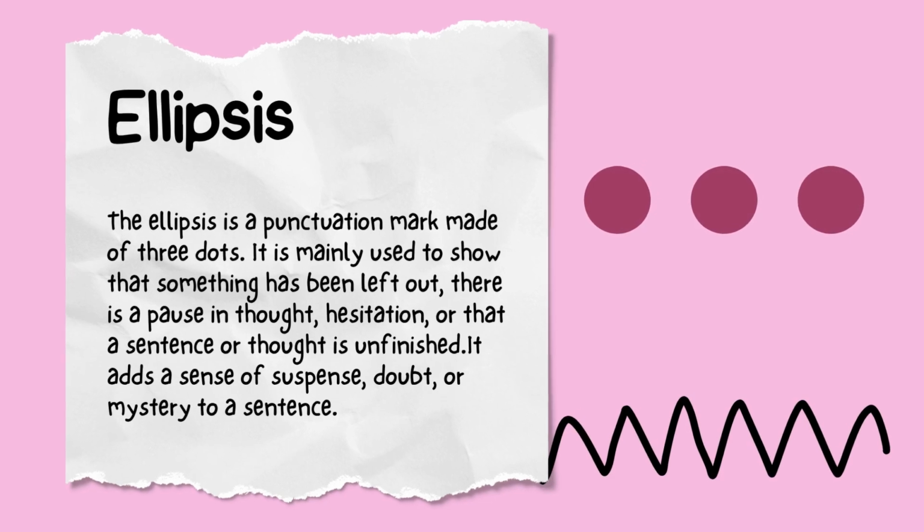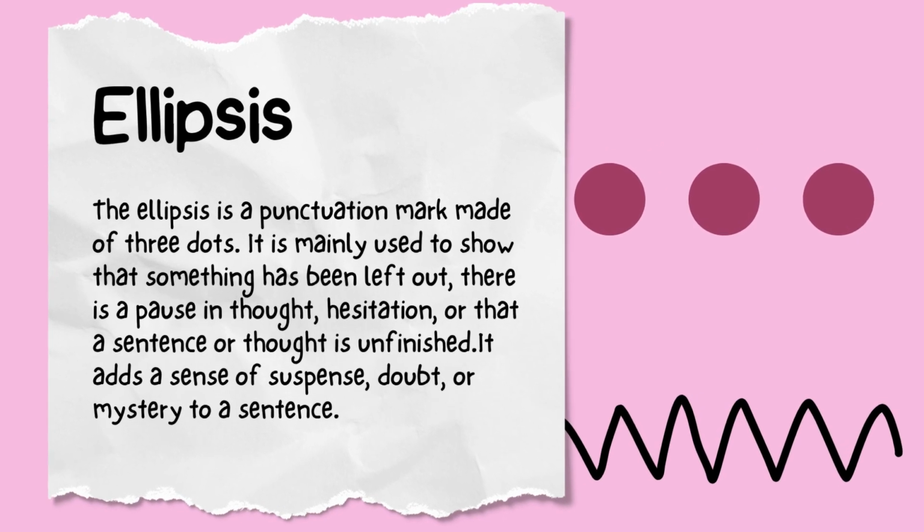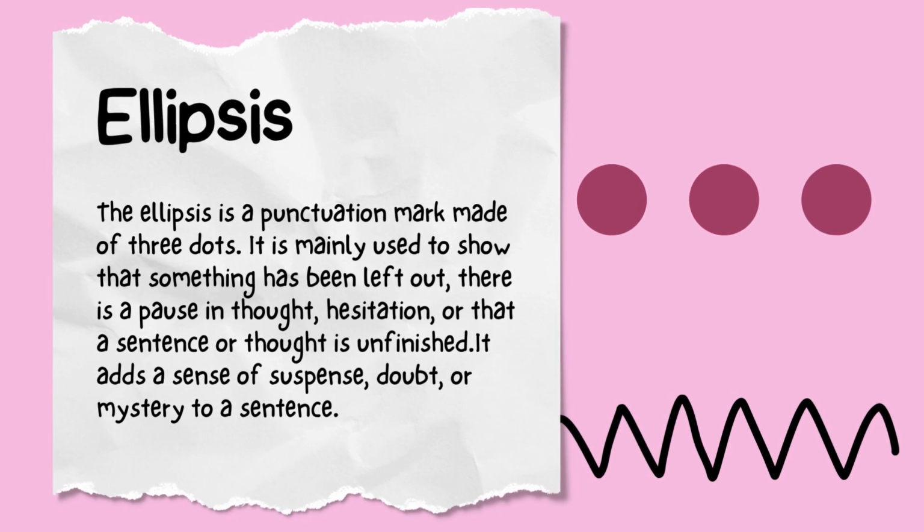Ellipsis. The ellipsis is a punctuation mark made of three dots. It is mainly used to show that something has been left out. There is a pause in thought, hesitation, or a cut: a sentence or thought is unfinished. It adds a sense of suspense, thought, or mystery to a sentence.